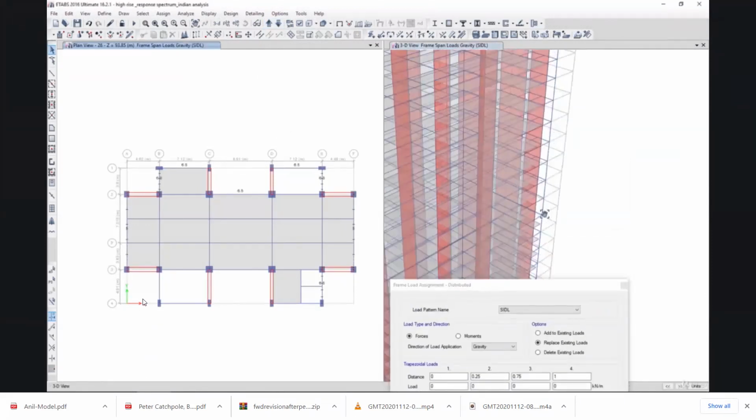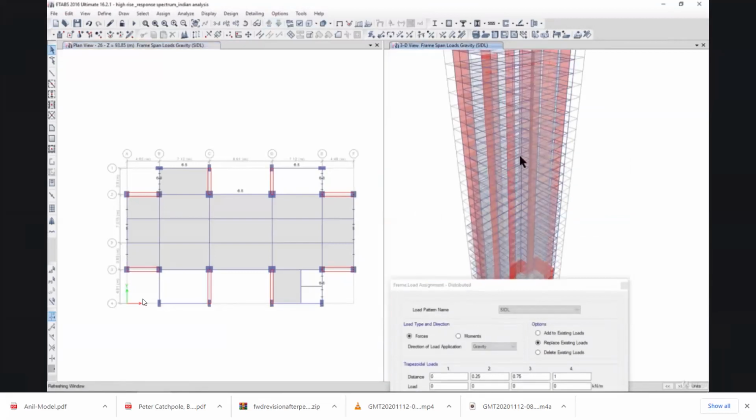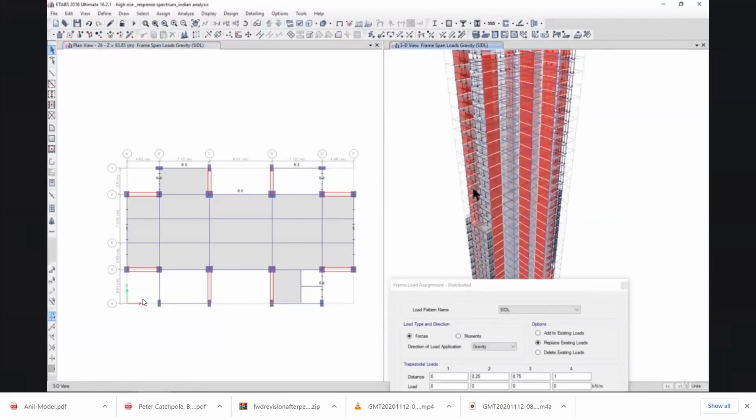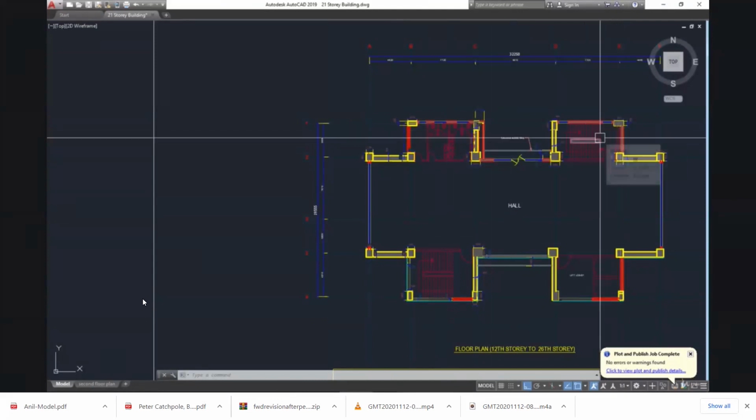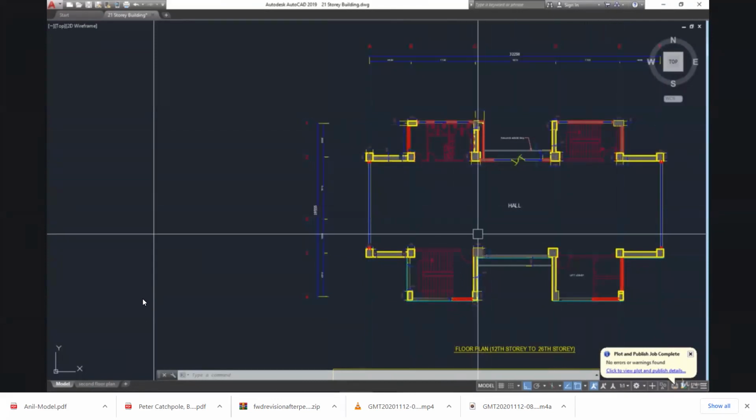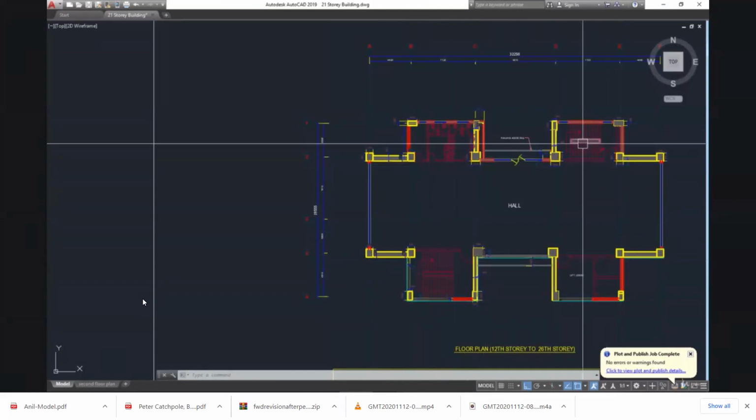So we can see that this loading is now applied on all the floors. Now we have applied this loading also, that is, the superimposed dead load block work loading. After that we need to apply the staircase loading.